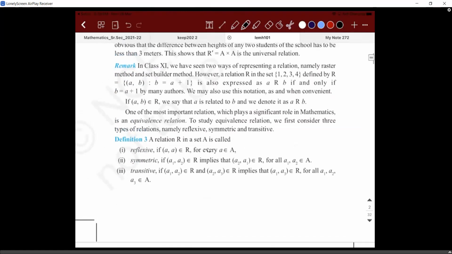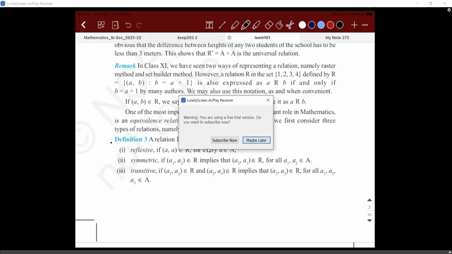Next. So we saw trivial relations. The next types of relation in set A that we are going to see are of 3 types. One is called reflexive, the second is called symmetric, and the third is called transitive. If all the 3 are satisfied, we call it an equivalence relation. What did I say? First is reflexive, second is symmetric, third is transitive, and if all the 3 are satisfied, we call it equivalence.